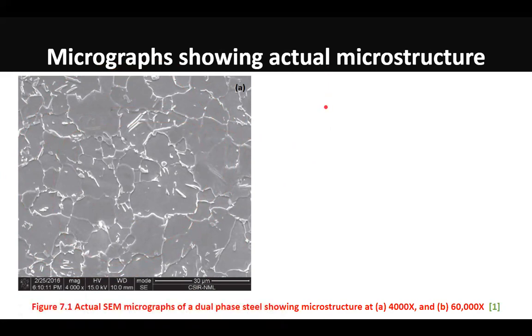One of the phases is ferrite, the other is martensite. And this gray phase is ferrite, and this white phase that you can see is martensite, and you can clearly see the grain boundaries, right?